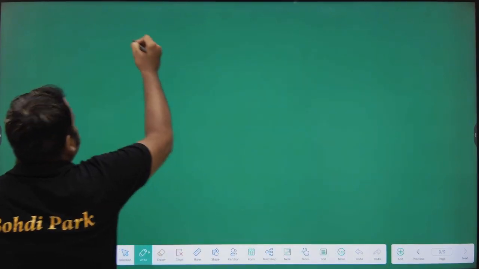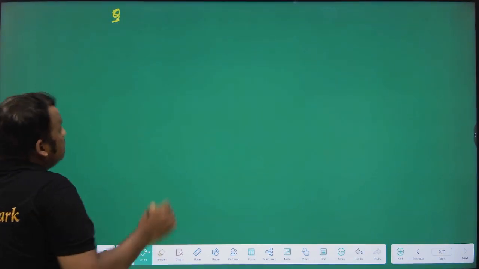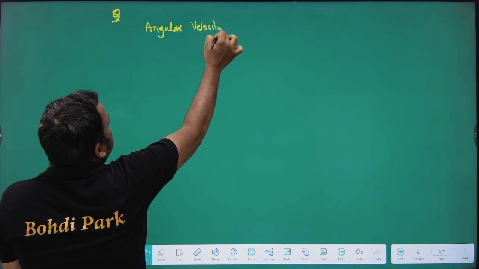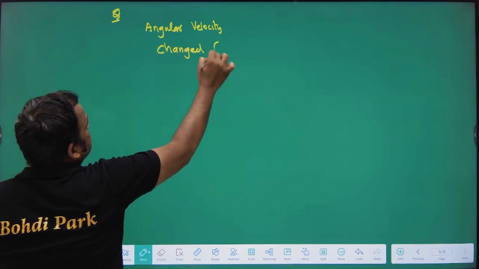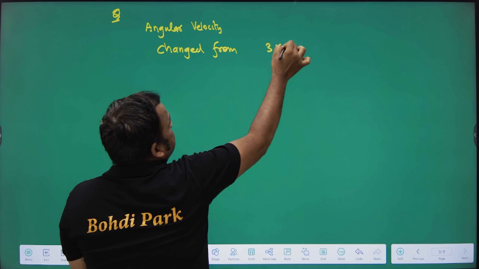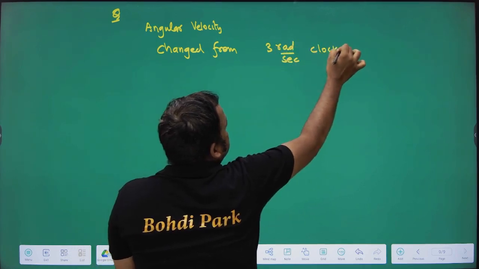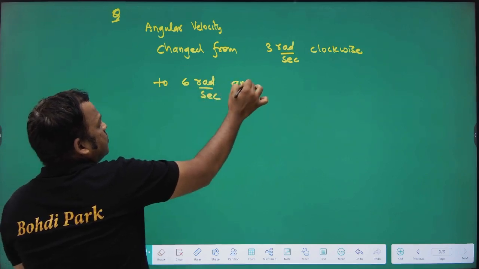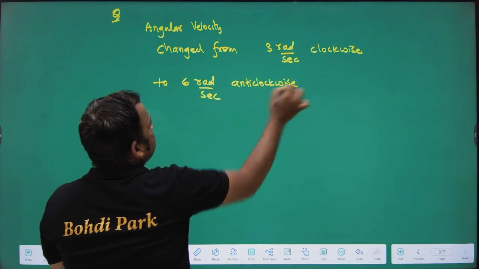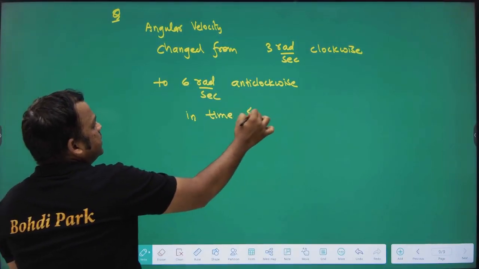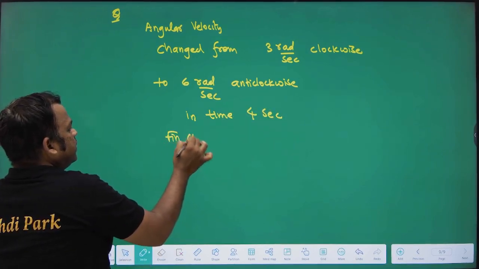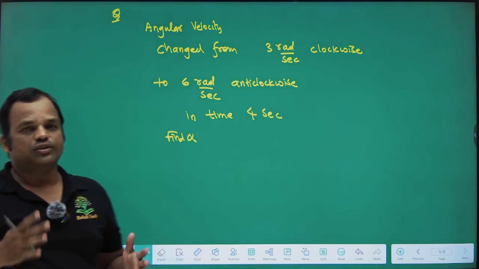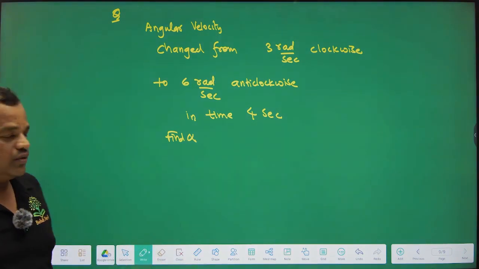Now, next question. Angular velocity changed from 3 radian per second clockwise to 6 radian per second anti-clockwise in time 4 seconds. Find alpha. Find alpha means you have to find the magnitude of alpha, and also the direction of alpha. Is alpha clockwise or anti-clockwise?